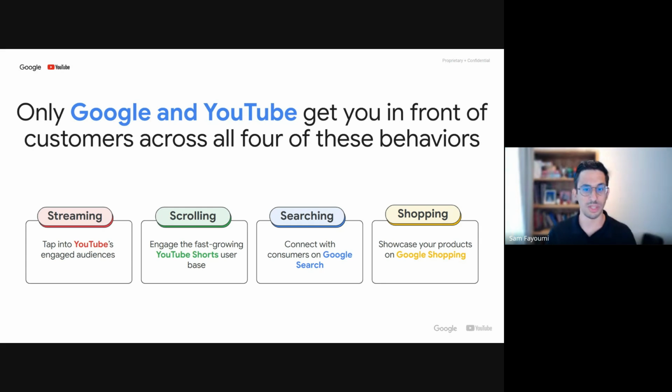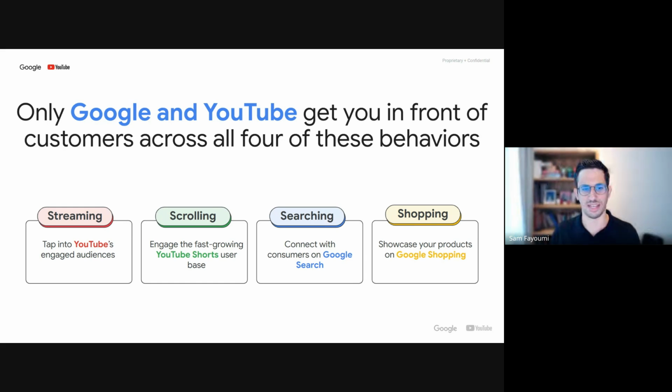YouTube is the leading video platform, and with YouTube Shorts, we are now both the home of short and long-form content. Search is, of course, synonymous with Google, and it's the ultimate platform to capture intent. And with recent AI advancements, search is more powerful than ever. Finally, Google Shopping is our gateway to the world's products, helping consumers to make informed purchase decisions.